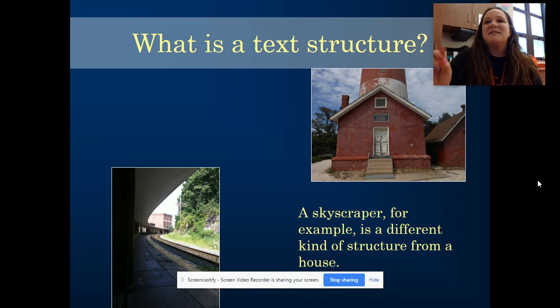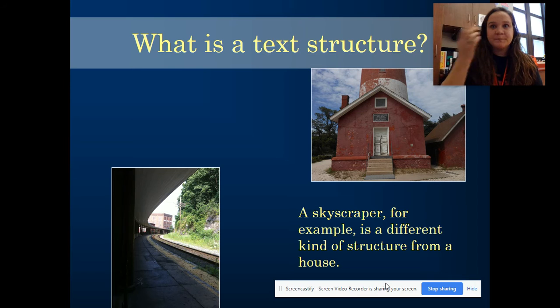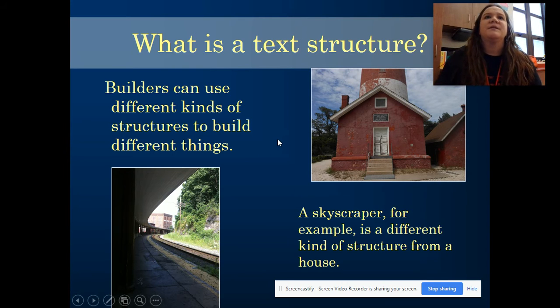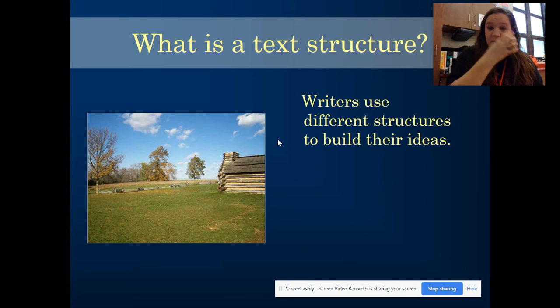Okay. A skyscraper, for example, is a different kind of structure from a house. So we're talking about the skyscraper. Builders can use different kinds of structures to build different things. And so again, that's what we're talking about when we're talking about these 5 or 6 different text structures that authors use to build their nonfiction. So it's kind of like a metaphor, comparing building and construction to a text structure, okay? And like I said, we use different structures to build our ideas.